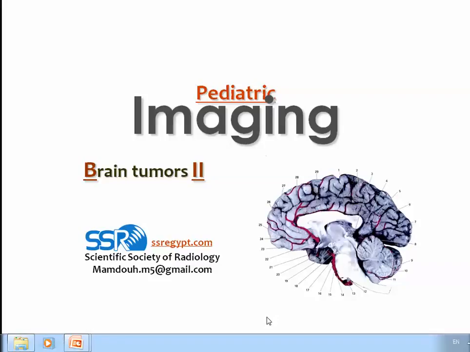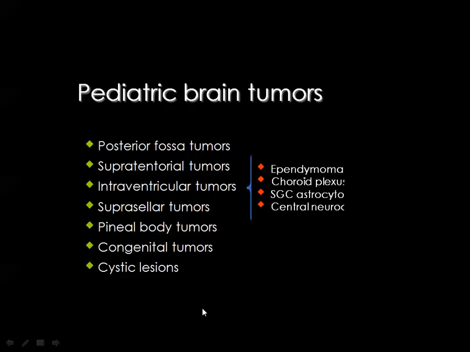Dear colleagues, now we will continue the second part of the lecture about the pediatric brain tumors. We have classified these tumors according to the anatomic sites as tumors occurring in the posterior fossa, the supratentorial tumors, intraventricular, suprasellar, pineal body, congenital tumors, and the tumor-like cystic lesions.